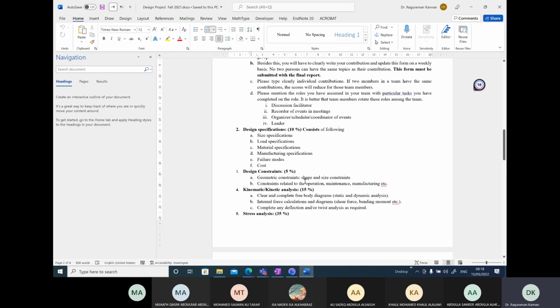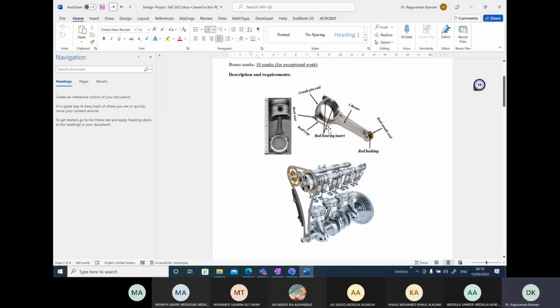What about the shape? The shape also may be constrained, depending upon your design requirements: the shape of the cross section, and the shape along the length of the connecting rod. If you look at the connecting rod, it has a particular shape along the length. So the diameter is smaller here, it is bigger here. There are some constraints because you have to attach this end to the crankshaft, and this end to the engine piston.